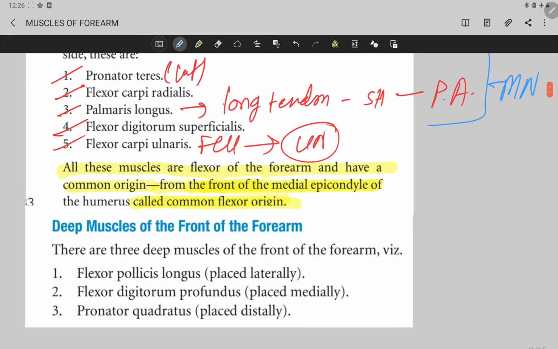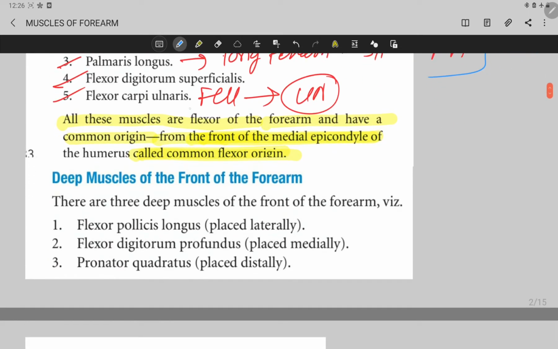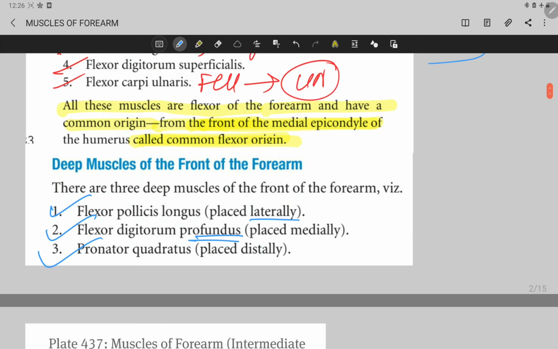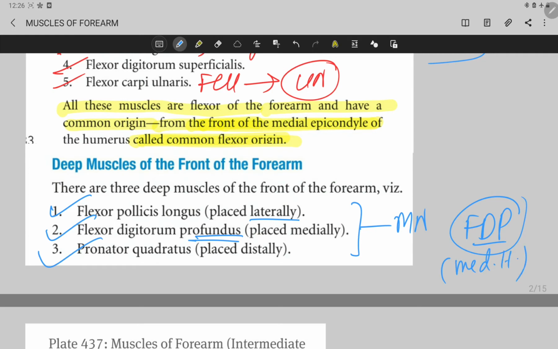Now let's talk about the deep muscles. There are 3 deep muscles. One is your flexor pollicis longus, the most lateral, then flexor digitorum profundus, and pronator quadratus. These 3. All the deep muscles are supplied by your median nerve except the medial head of the flexor digitorum profundus. It's not supplied by your median nerve. It is supplied by your ulnar nerve.